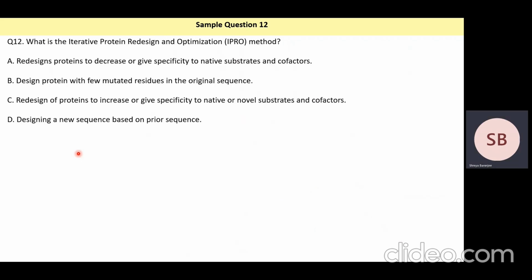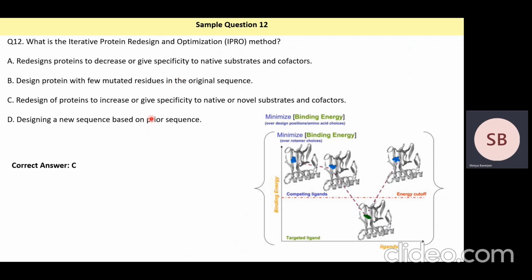The final question for today is, what is the iterative protein redesign and optimization, or iPRO, method? So the correct answer is C. That is, it redesigns proteins to increase or give specificity to native or novel substrates and cofactors. That is, native proteins can be designed in which the binding energy is improved, or even made more specific to novel cofactors or substrates. So the correct answer is C.